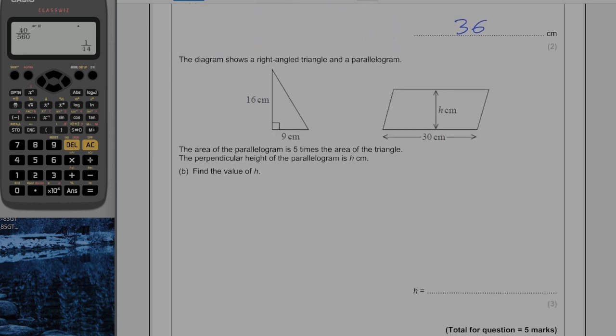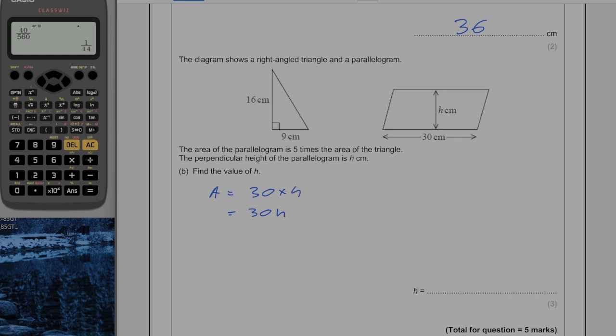The diagram shows a right angle triangle and a parallelogram. The area of the parallelogram is 5 times the area of the triangle. The perpendicular height of the parallelogram is h. Find the value of h. Okay, so the area of the parallelogram is going to be equal to the base times by the height. So that's going to be 30h.